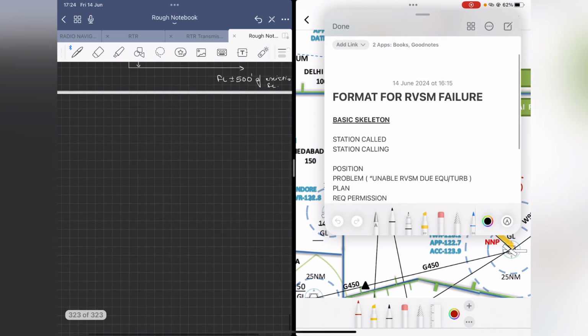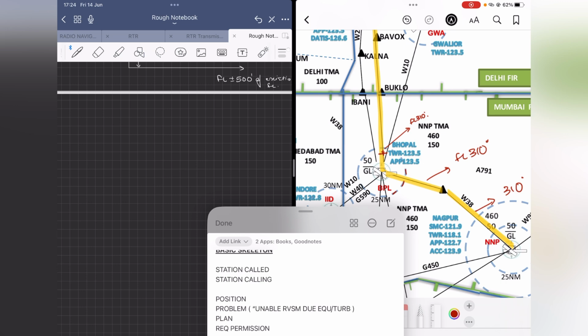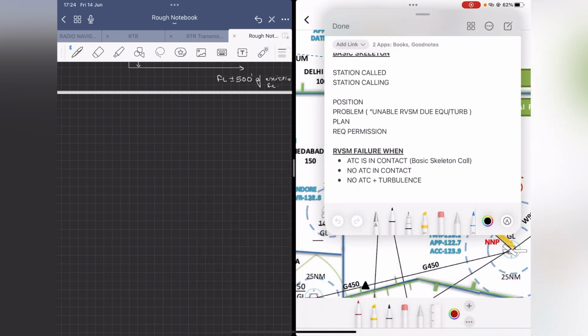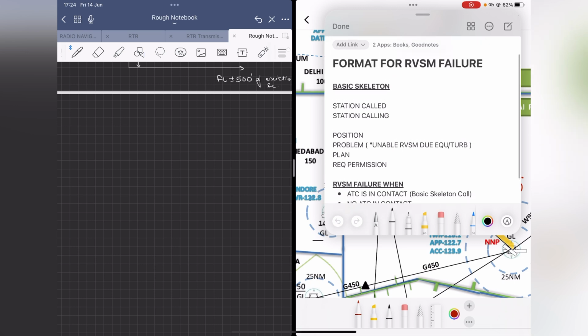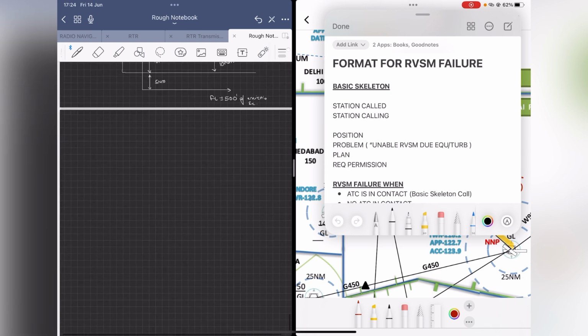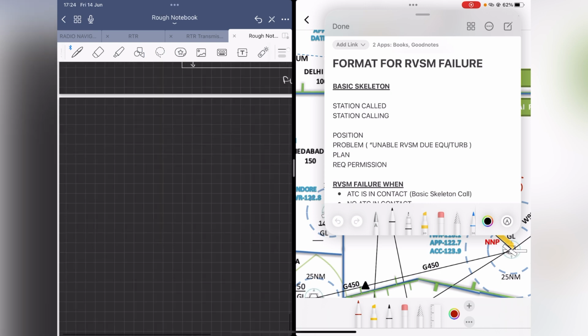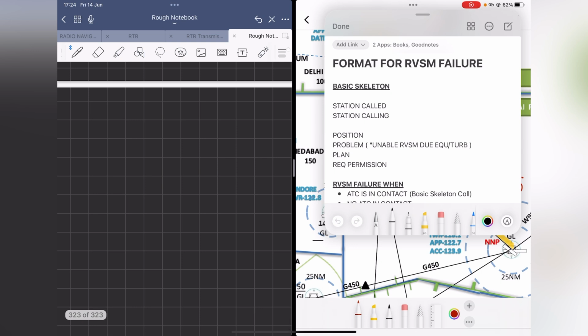So let's take the same example again. Again, we were flying from Delhi to Nagpur. We are 20 nautical miles inbound Bravo Papa Lima. In that case, now let's say ATC is not in contact, but I still have to give this call. So what changes? Keep the skeleton format in your mind while we are writing this call. So it starts with something along the lines of: all station, correct?